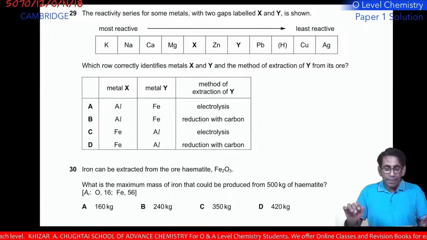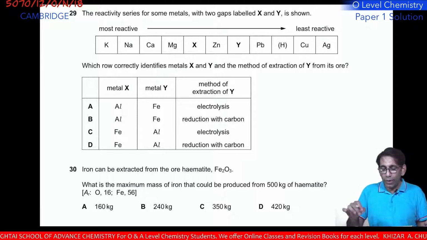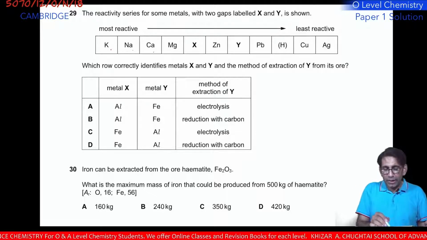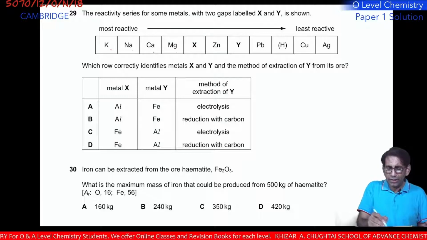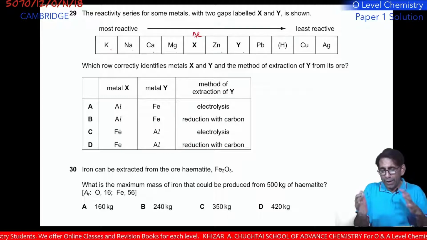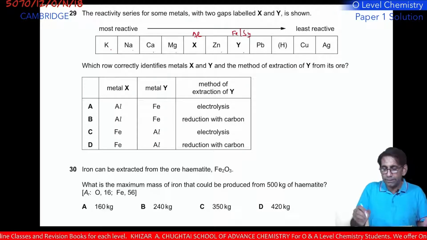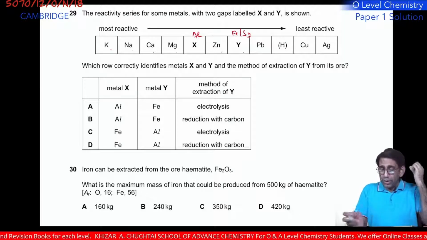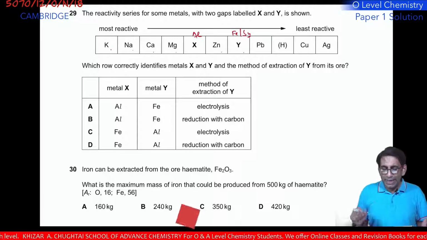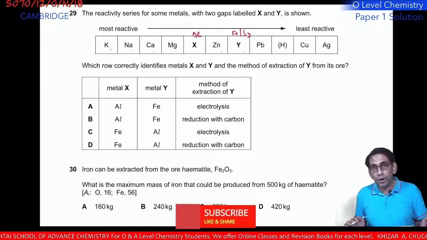Question number 29. The reactivity series for some metals, with two gaps labelled X and Y, is shown. From more reactive to less reactive: potassium, sodium, calcium, magnesium, then I think aluminium, zinc, then iron or tin, lead, hydrogen, and so on. Which row correctly identifies metals X and Y and the method of extraction of Y from its ore?